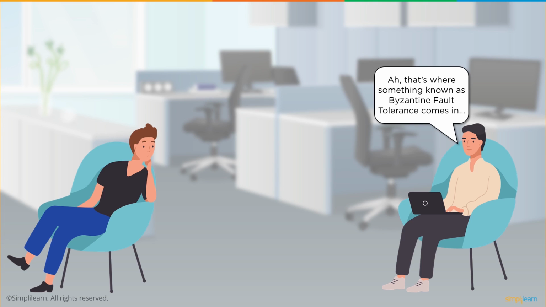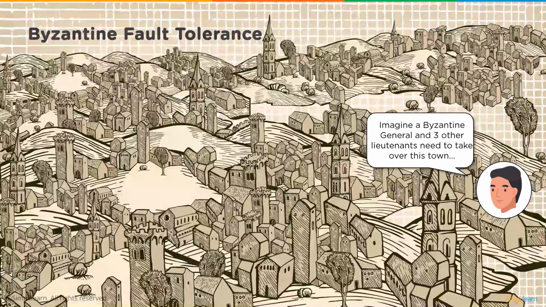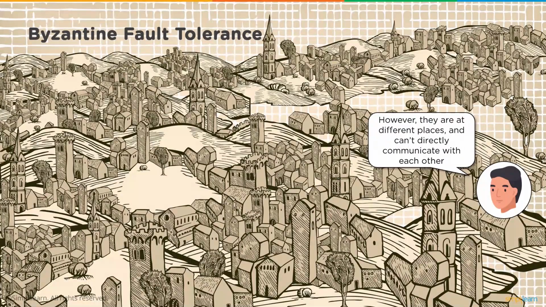So in order to maintain the sanity of the network and to have the correct consensus, there was something called the Byzantine fault tolerance consensus algorithm. To understand this, you need to know what the Byzantine generals' problem is. So let's imagine a Byzantine general and 3 other lieutenants need to take over this town. However, they are at different places and can't directly communicate with each other.